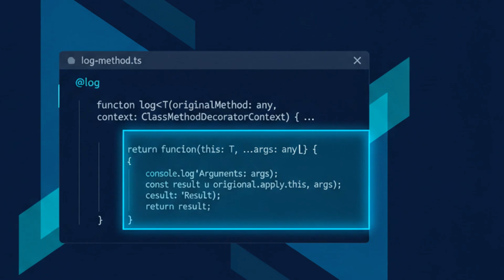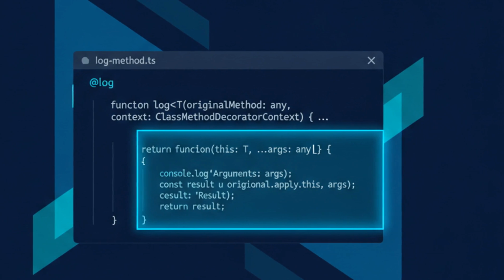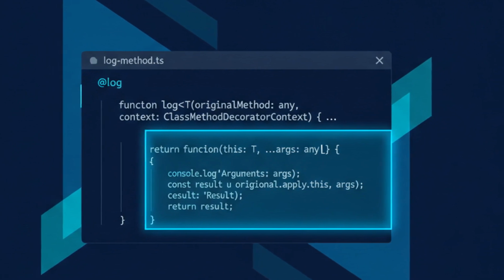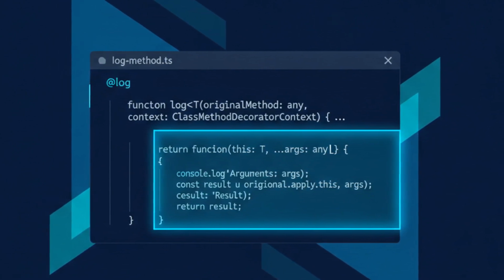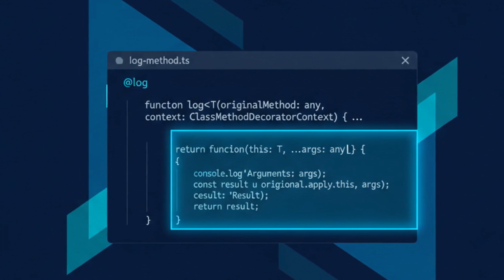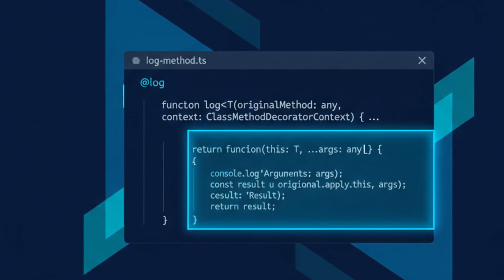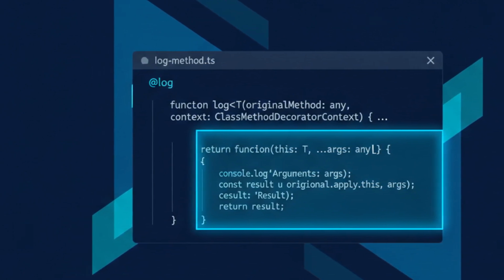Now method decorators. A method decorator receives the method function as its value and a ClassMethodDecoratorContext. The value is the original function and you return a replacement function. Here is a classic log decorator that wraps any method, prints its arguments and return value, then delegates to the original. Notice we preserve this by calling original.apply with the correct context.